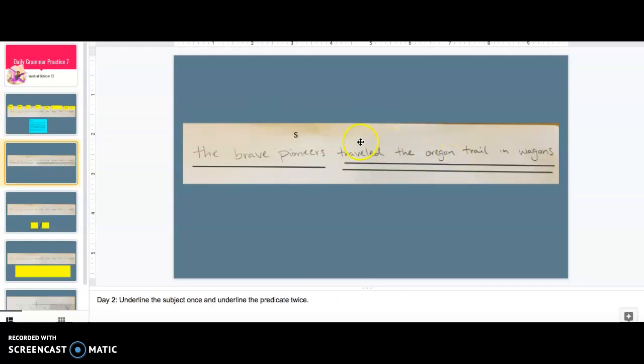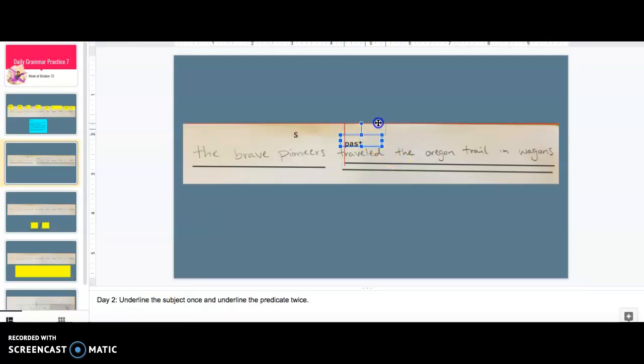So instead of putting a big P above traveled to show that it is the simple predicate, we're going to write what tense it is. So is traveled past tense, present tense, or future tense? It ends in an ED, so traveled is past tense. So what we are going to do is mark it with past.